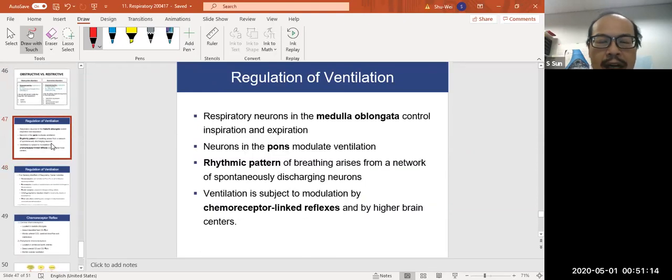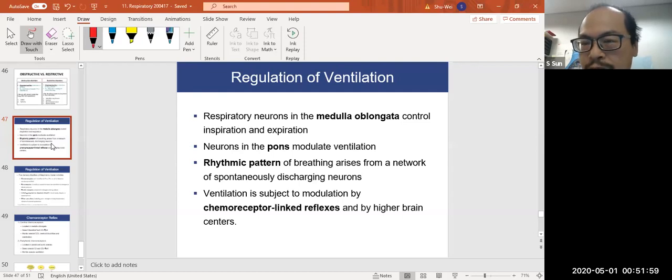The next topic is how do we regulate our ventilation? Ventilation is controlled by our brainstem. As we mentioned before, our breath is a pattern of muscle movement. That pattern is controllable, so we can stop our breath if we want to. This muscle is voluntary skeletal muscle, not smooth muscle or cardiac muscle that we cannot control.